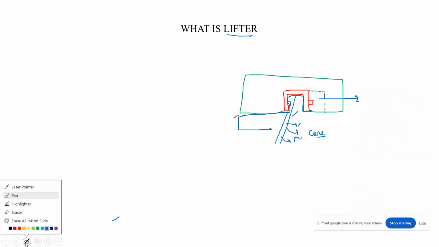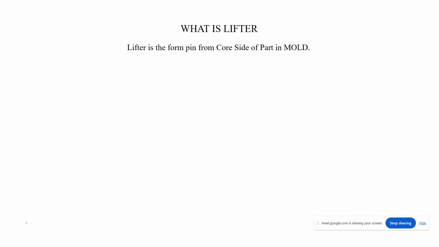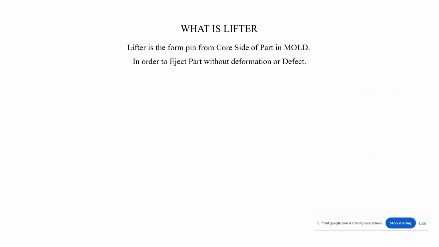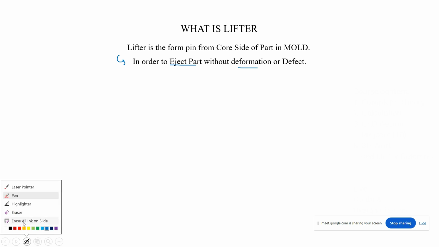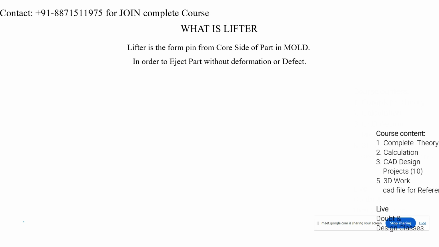Understood? See here. The lifter is known as a form pin, from the core side of the part in the mold, in order to eject the part without deformation or defect. Why is it used? Because we have to eject the part without deformation. Because of the internal feature, there can be deformation during ejection. So in order to eject the component without deformation or defect, we have to provide the lifter pin.